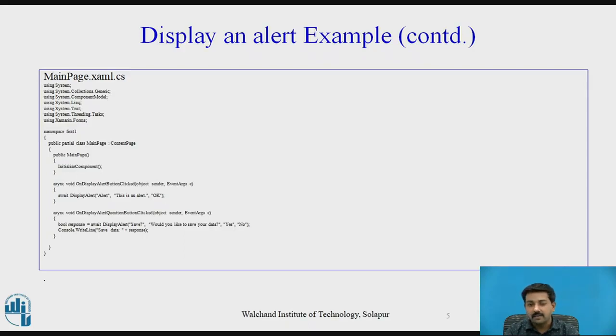Then we have first the namespace. Then this MainPage inherits the ContentPage. Then we have a MainPage constructor and its method name is InitializeComponent. As you can see in this code, we have two different methods: OnDisplayAlertButtonClick for the first button and OnDisplayAlertQuestionButtonClick for the second button. These two methods accept two parameters. The first parameter is the object as sender, and the second is the EventArgs e.